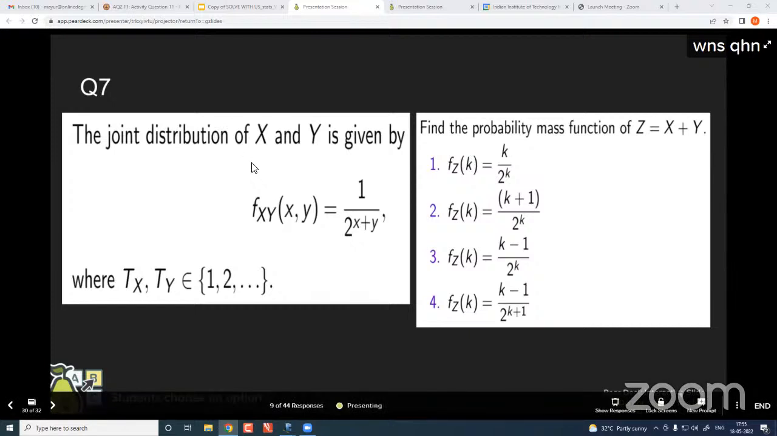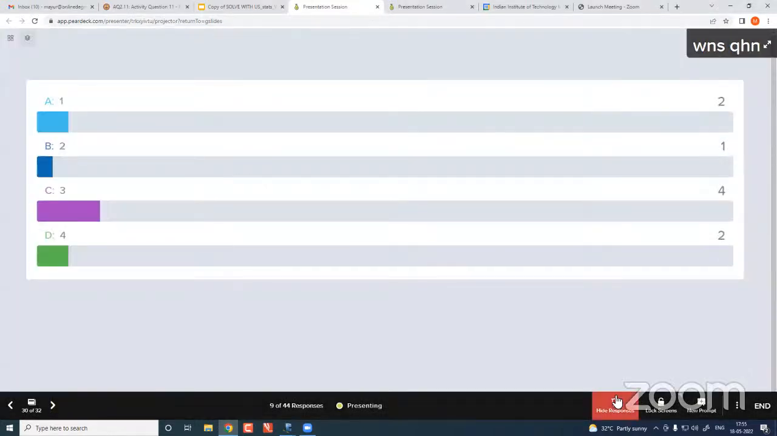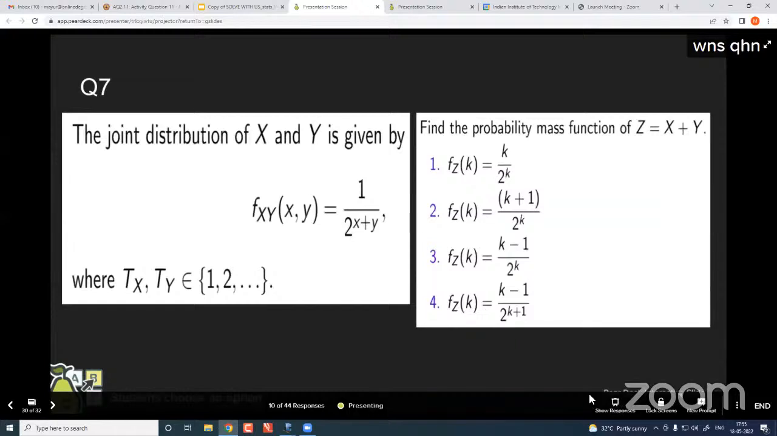Okay, shall we proceed to the solution? I think this is kind of a difficult question, so a lot of people were not able to answer. It's not actually difficult, just the joint PMF is still different. The range of x and y is given here, and you have to do the same thing again for z equals x plus y.